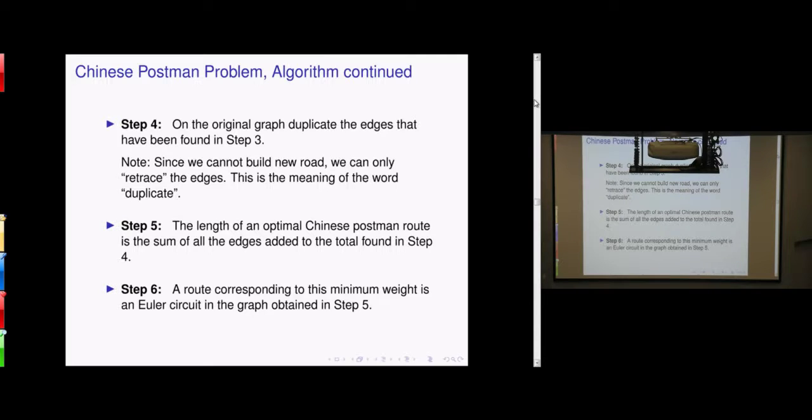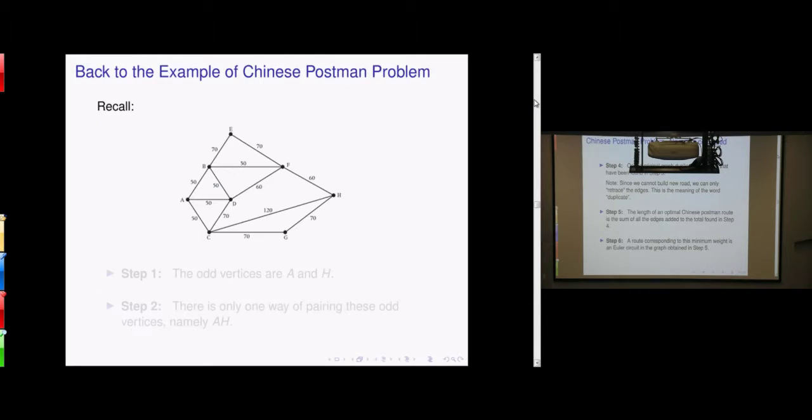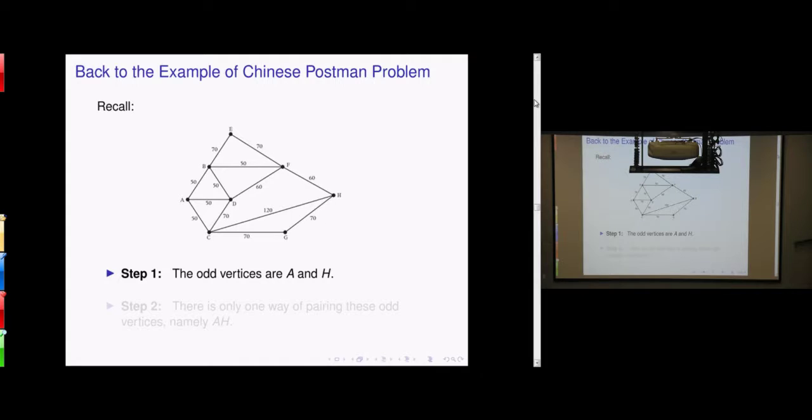Now let's apply this algorithm to the example. Hopefully it explains. Here, this is our favorite graph. We have 2 bad guys, A and H. These 2 vertices are of odd degree. So step 1, identify the odd vertices. In our case, they are A and H. Step 2, well, because this is simple, there's only one way. You can only pair A and H, so we pair them.